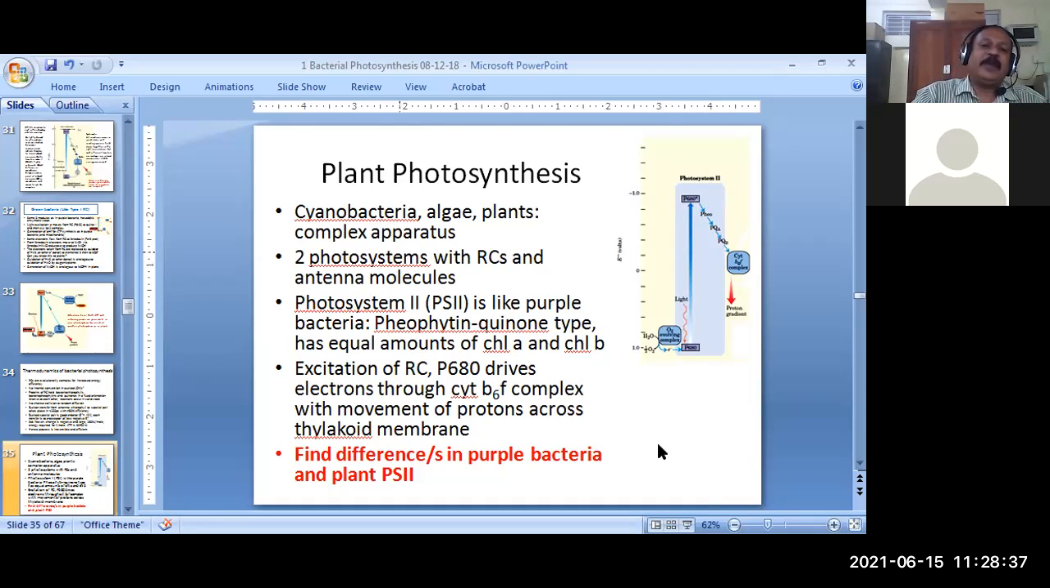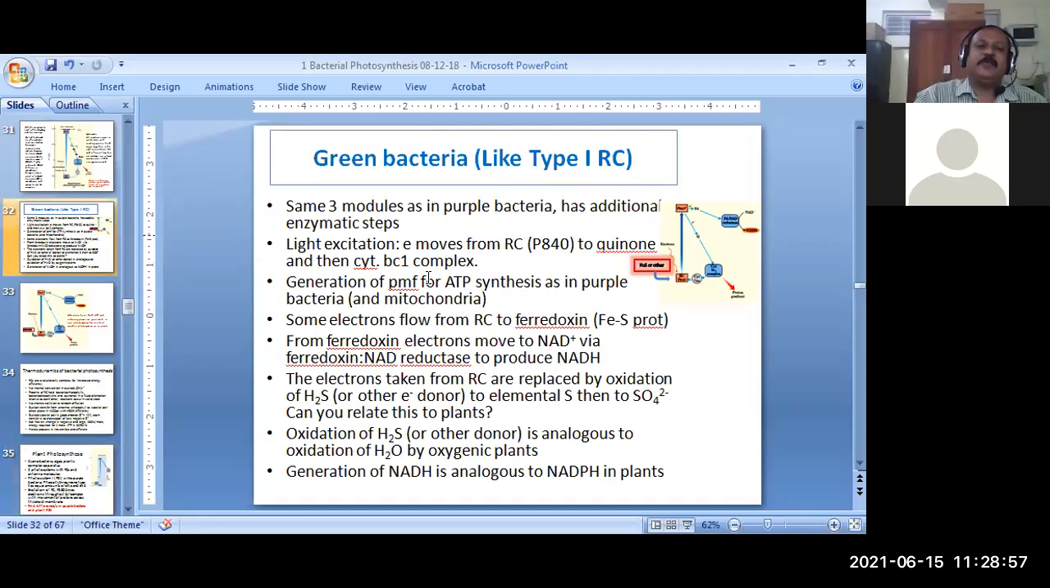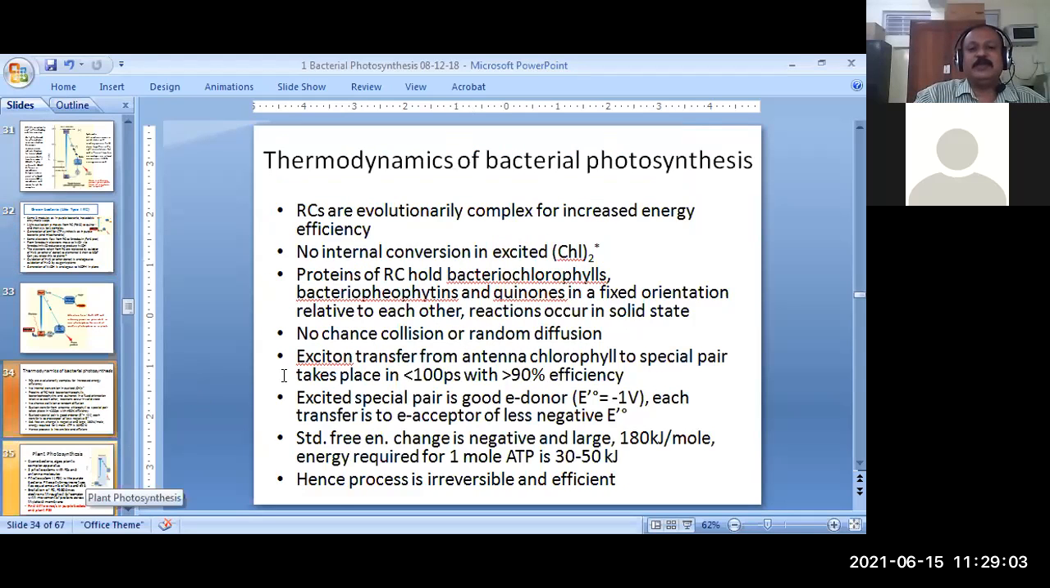So purple bacteria have what type? Do you remember? Purple bacteria? Type 2. Yes. And green bacteria is type 1. Yes, type 1. So just remember that. That is important for your examination.